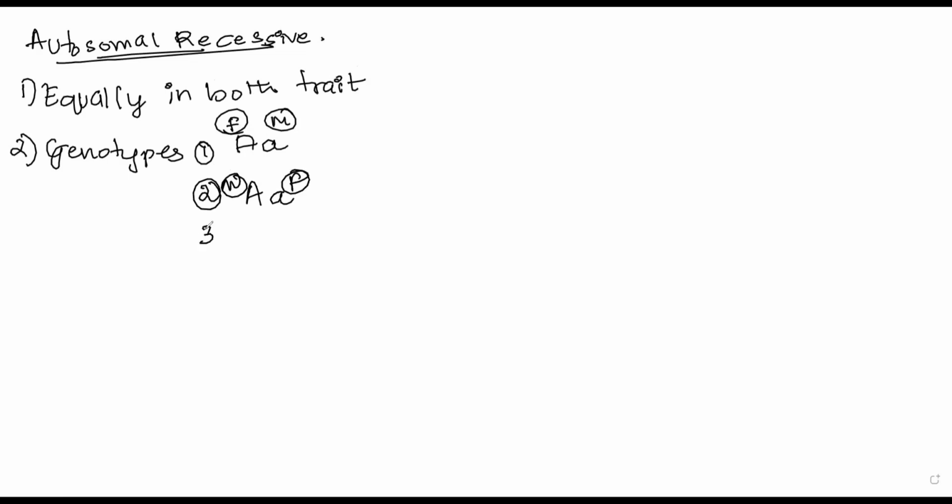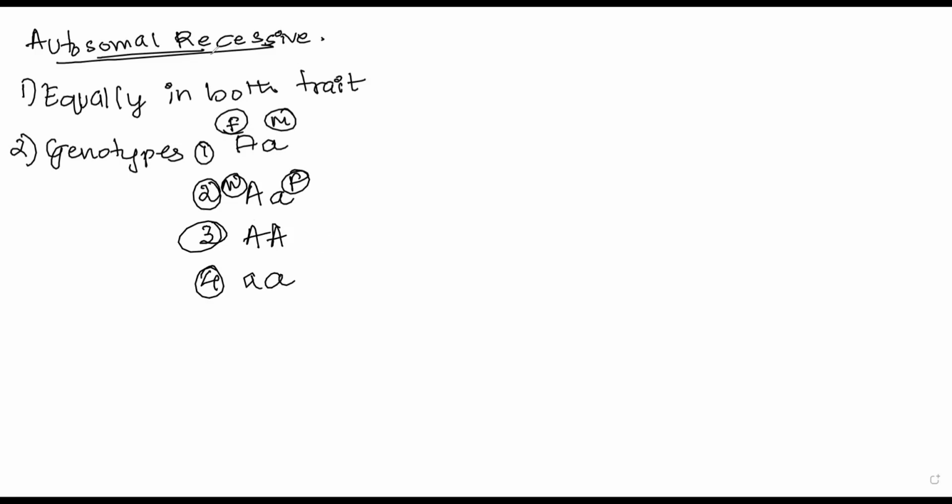So again, you will have genotypes like: father will give one capital A, mother will give the small a, suppose. Let's start with this for a change. Then in the second one, maybe the mother gives the capital A and the father gives the small a. Third possibility, father and mother both giving capital A. Fourth possibility, mother and father both giving small a.